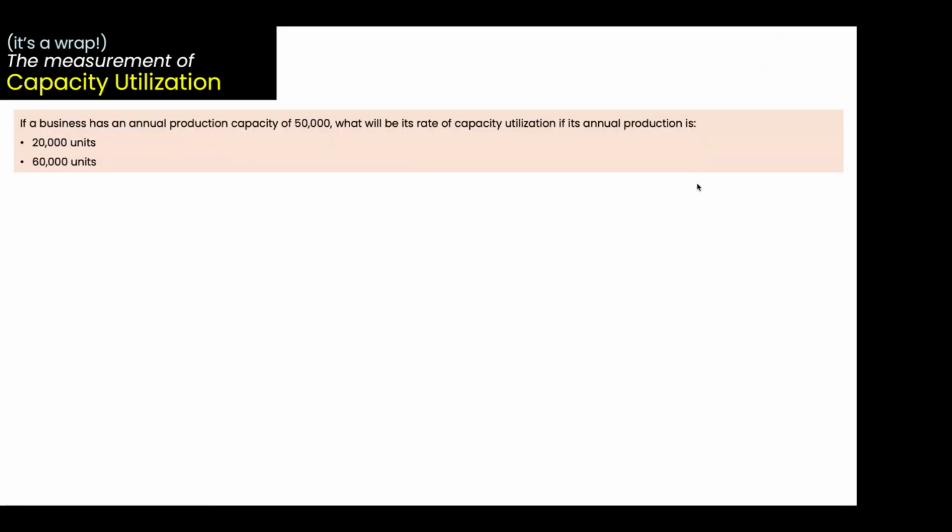Okay then, now it's a wrap. Let's look at an example. Sorry about that. I was just going through to look at what's in the next slides.